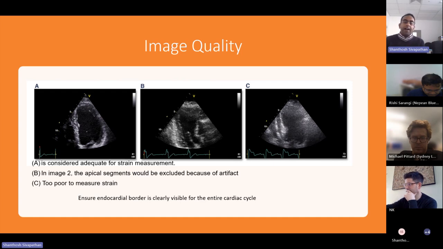So it's important to also identify that there is a conduction defect. When you look at the strain pattern, you can make an assessment and say, well, there is a defect, most likely in the context of a bundle branch block, and that will help you make that call.